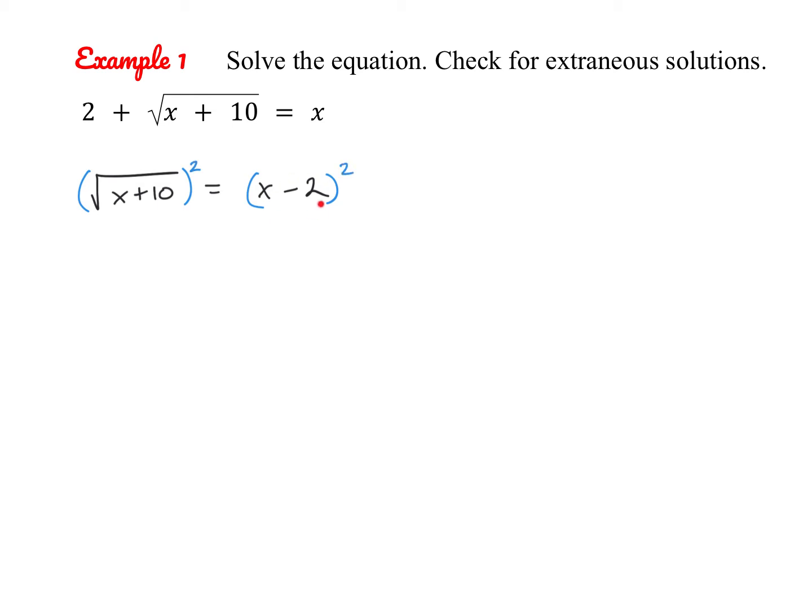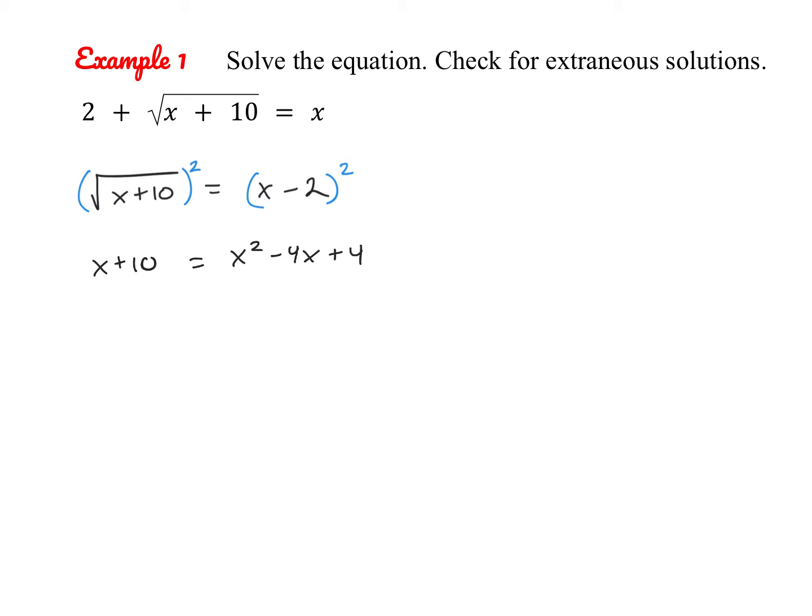Just be careful on the right side of our equation. We're going to do x minus 2, that entire binomial squared. And remember, we cannot distribute exponents to sums or differences. So on the left, our square and our square root cancel each other out. And on the right, we're left with x squared minus 4x plus 4.